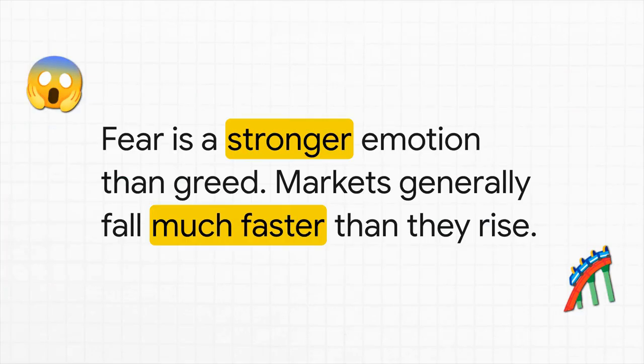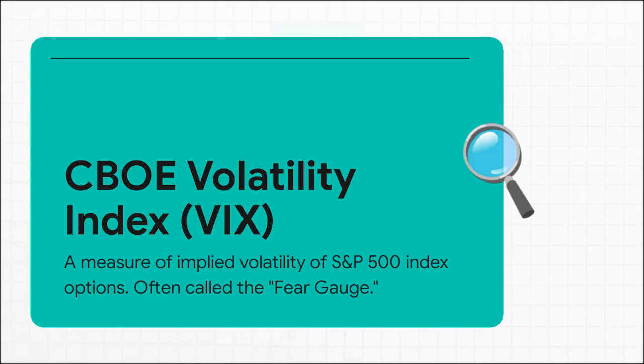And when we talk about sentiment, you just have to talk about fear. Because fear is such a stronger, more primal emotion than greed. Panic is just way more dramatic than excitement. It's why markets seem to fall off a cliff, but have to slowly climb a wall of worry. And that brings us to the ultimate fear indicator. And that, of course, is the CBOE Volatility Index, which everybody knows as the VIX, or the fear gauge.